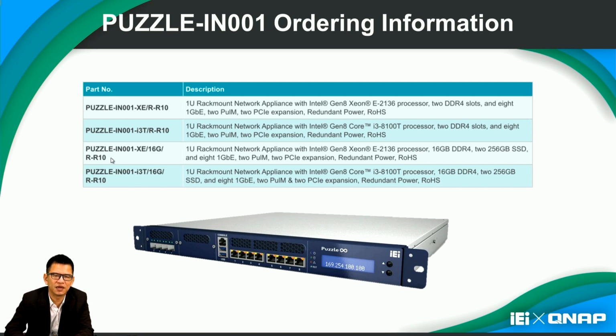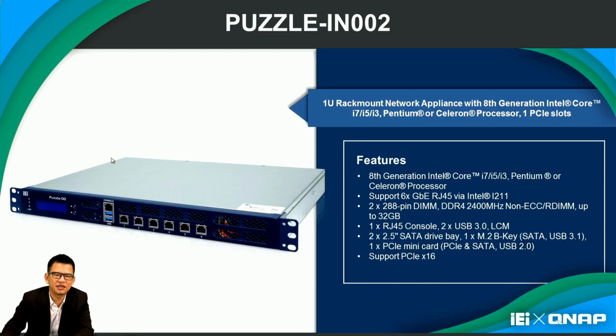Okay. This is PUZZle IN001, and the next is PUZZle IN002. We can say PUZZle IN001 is a high performance system, but PUZZle IN002 is an entry level system. As you can see, there is no network module slot here, and it can only support 6 ports of 1G Ethernet.